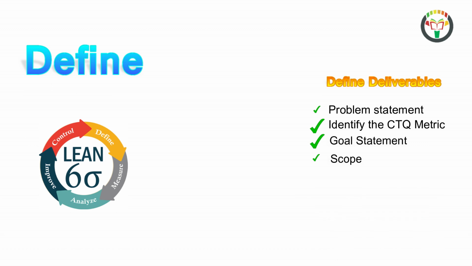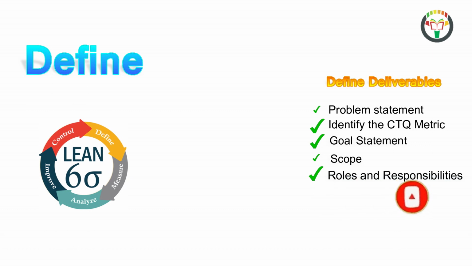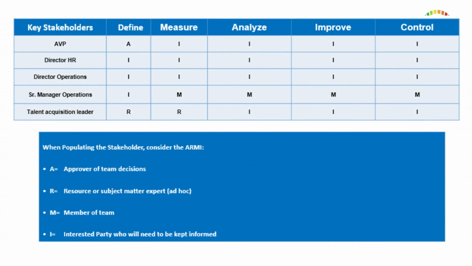Another important and critical element of the define stage is to identify the team members and the stakeholders who will be part of this project. Usually, many practitioners use ARMY as a memory jogger to remember approver, resource, member, and interested or informed party. This is an example on how we can create the ARMY template.